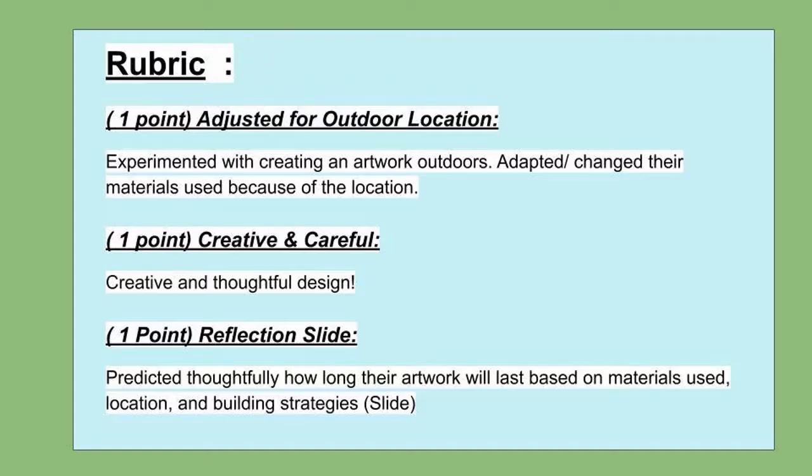Now that you have seen your two options for this project, and hopefully some great inspiration too, take a look at your rubric before you start. There are 3 points on this rubric as it appears in Google Classroom. 1 is for adjusting your artwork materials and process for your outdoor location. 1 is for using your creativity and careful attention to make it look nice. And the last point is for completing a reflection slide at the end.